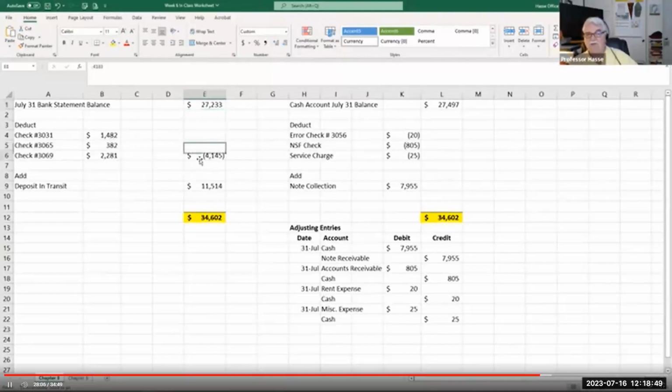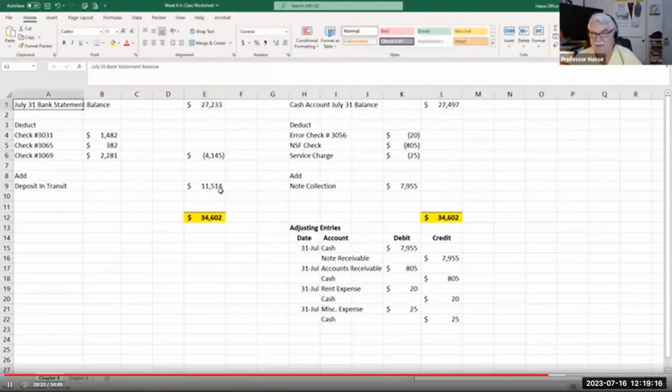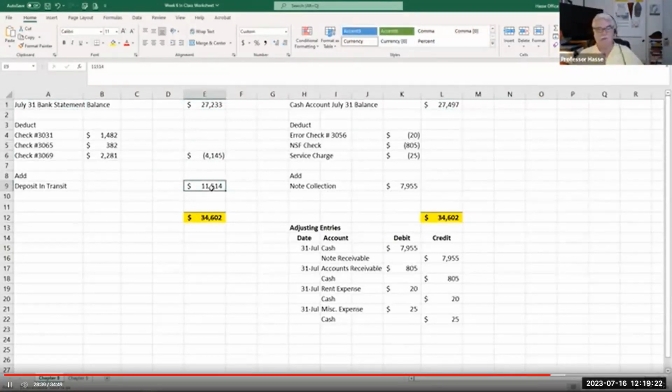So the total of these, $4,145, is the reconciliation balance, taking them out of the bank account to match the cash account. At the same time, at the end of July, this company deposited $11,514 in this balance. But on the bank statement of July 31st, that deposit had yet to show up on the bank. Did you ever take a deposit to your ATM machine or to a bank and it says those funds are not going to be available for 24 hours? That's exactly what that is. It's called a deposit in transit.